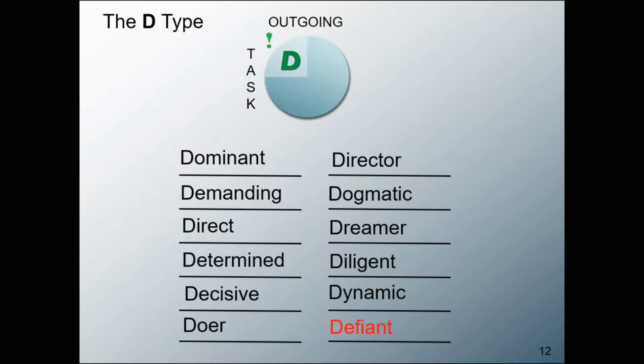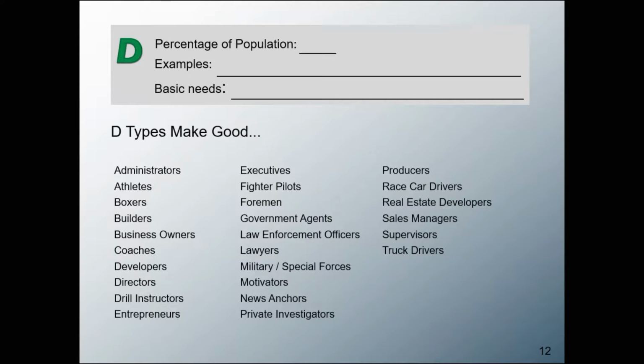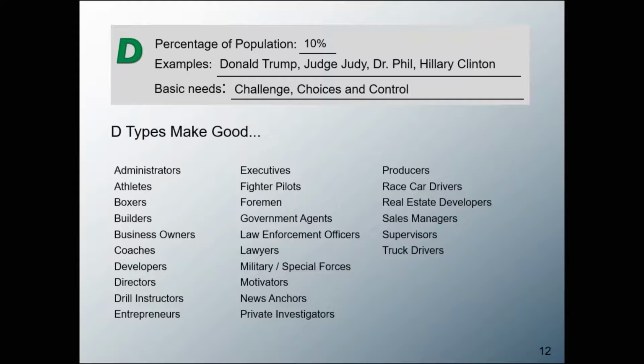So you can just remember one or two words to remember that, okay, this person I can recognize, she's very directive, it shows. Now, if you look at the percentage of the population that are actually D type, it's 10%, so it's not that much. Among the people that we know that have that D type personality are Donald Trump, Dr. Phil, Hillary Clinton. Those are the people that need challenge. They need to have choices. They need to be in control.